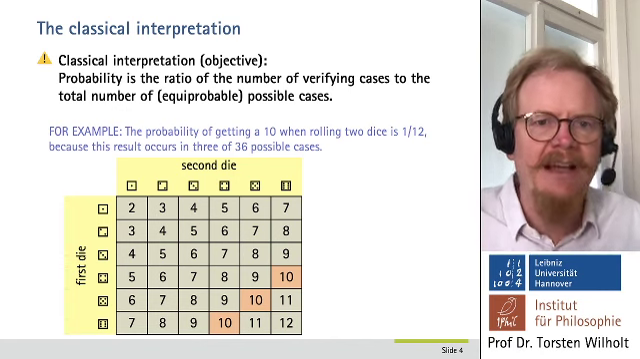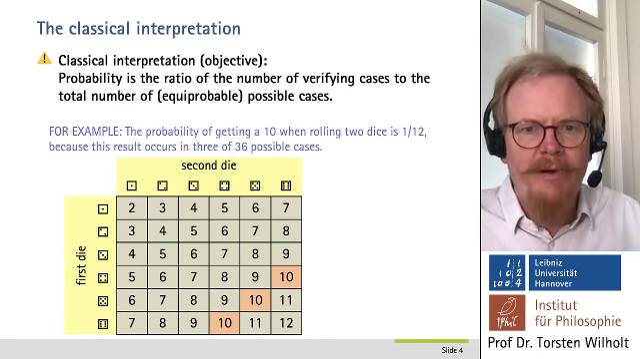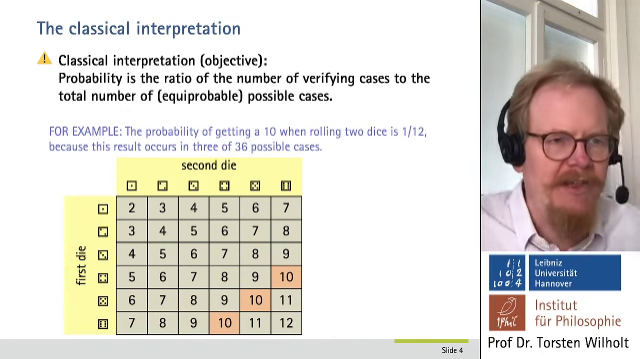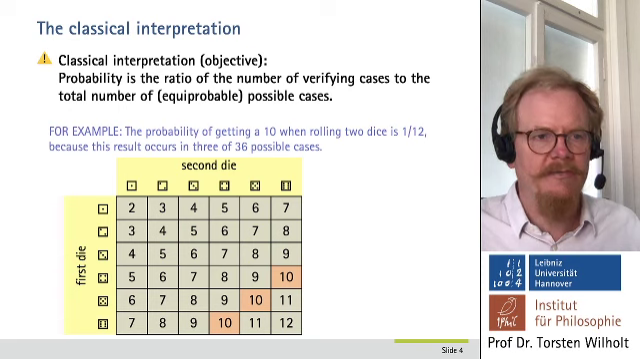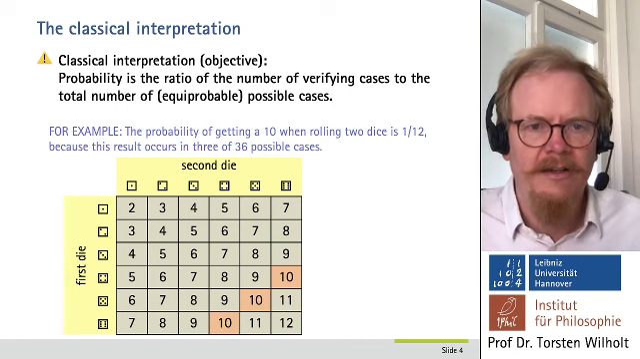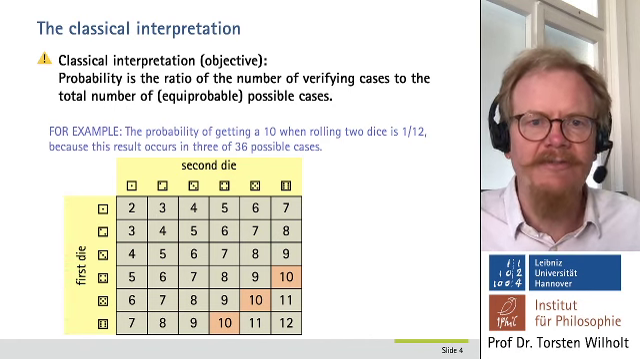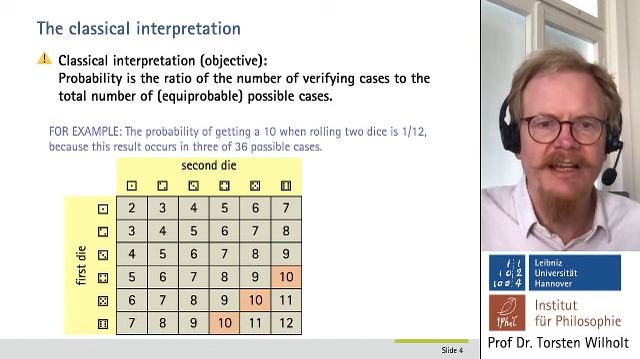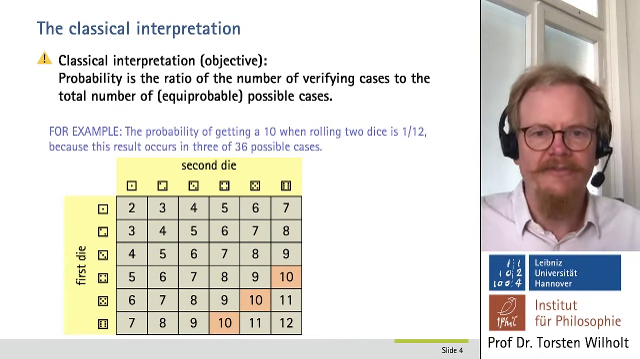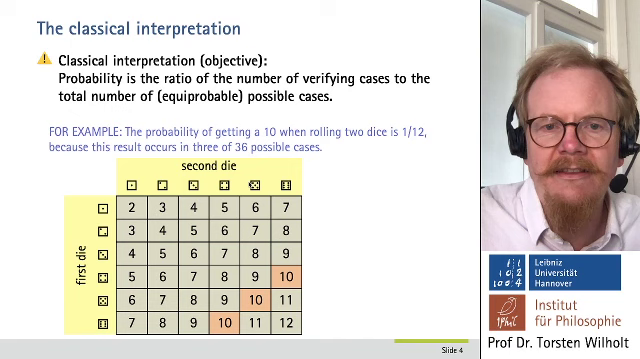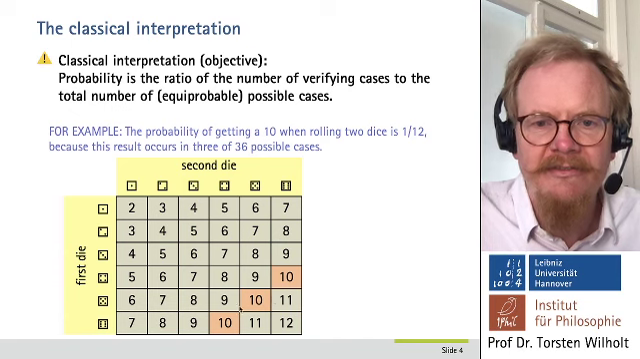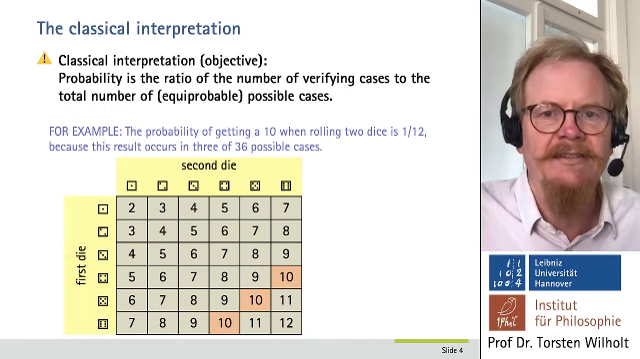So take the following example. If you say that the probability of getting a 10 when rolling two dice, for example, when you play Monopoly and you play with two dice, and you ask what are the chances that you get a 10? It's 1/12, because this result occurs in 3 out of 36 possible cases. So you have two dice. Each can be 1, 2, 3, 4, 5, 6. And so there are these 36 possibilities for how the sums can add up of the two dice, and just 3 out of 36 result in 10.